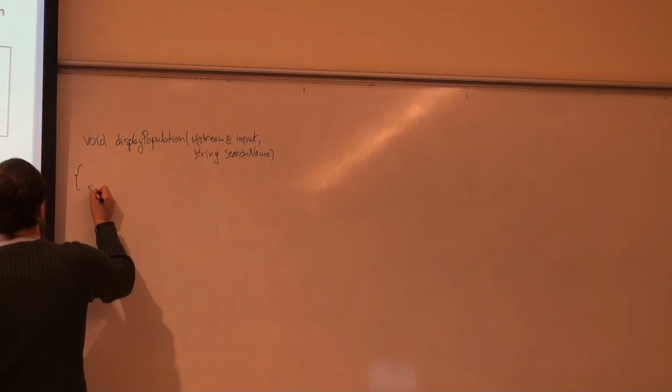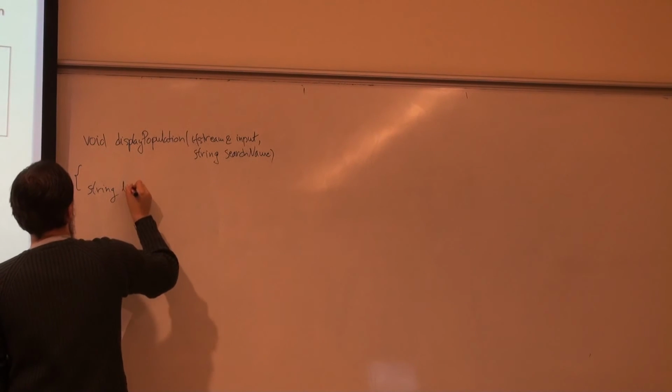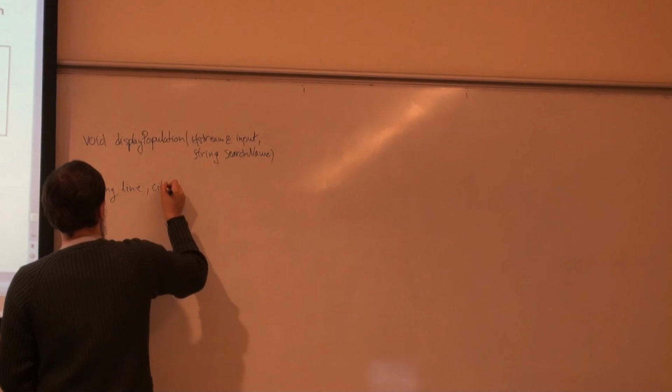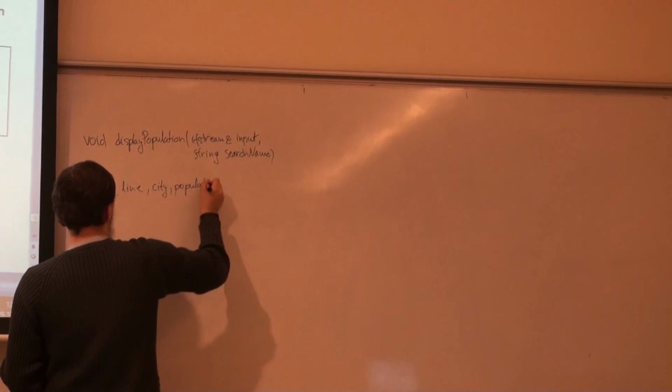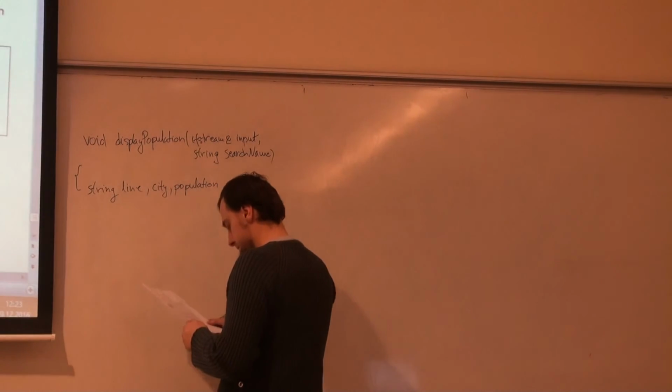We define some strings here, namely line, then city, then population. Line is for taking the whole line, then dividing the line into city and population. So I'm going to use this line in the getLine function.